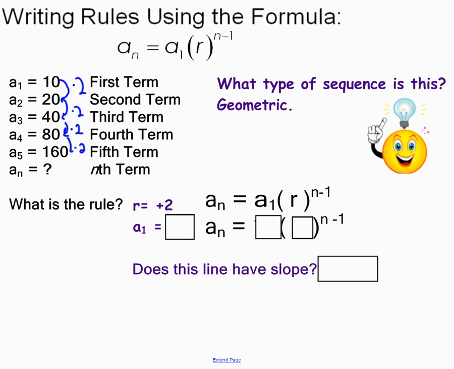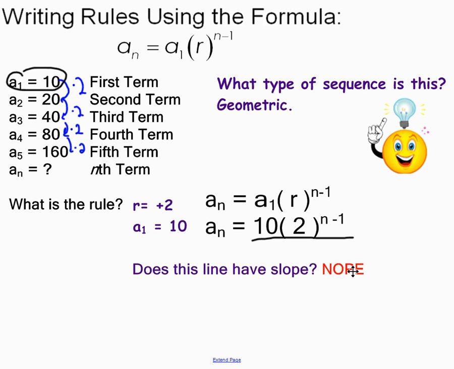My first term is right here. The first term was 10. We'll stick it in the formula. So the 10 goes where a sub 1 is, 2 goes where r is, and look, I'm done. There's the formula written right there. Does this line have slope? No, it's not linear. In fact, if we graph this, we find out that it has a curve to it. Well, we'll get to that later.